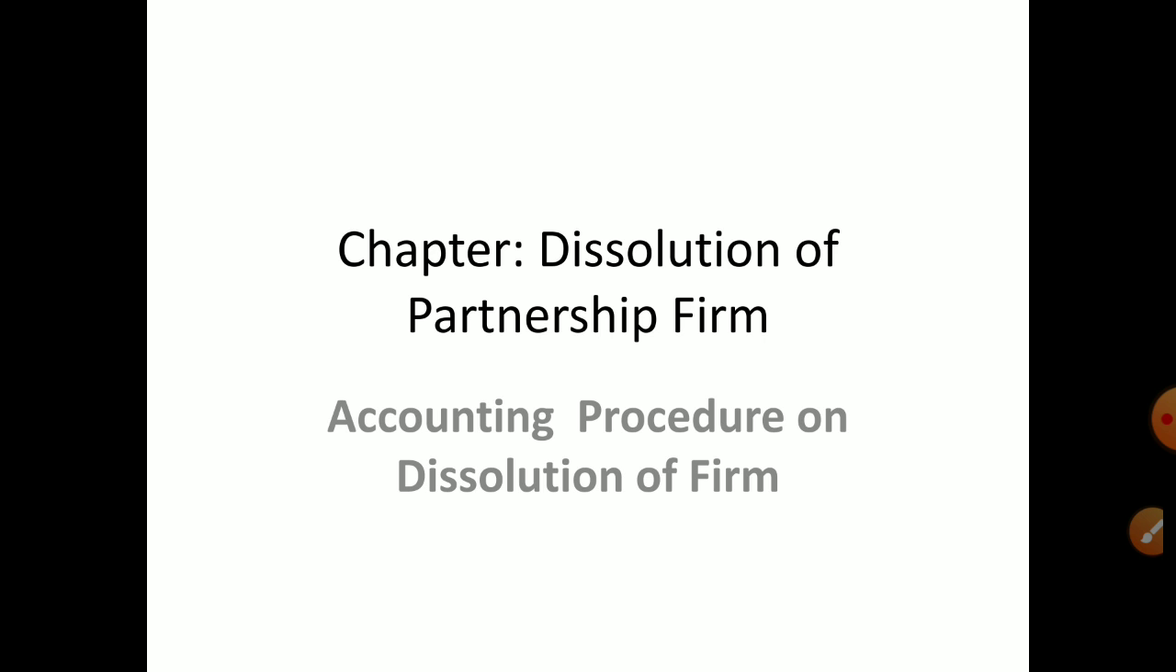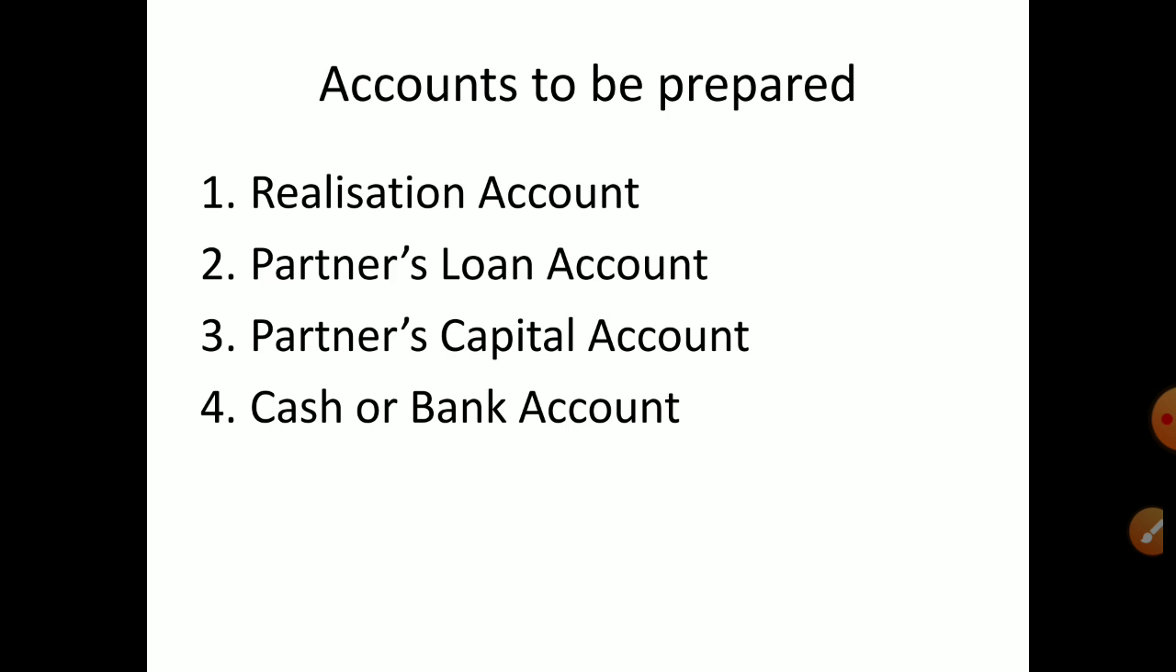Now we have to close the business. For closing, we will discuss what accounting procedures we have to follow. The accounts to be prepared are mainly four. One is the realization account, second is the partners' loan account, third is the partners' capital account, and fourth is the cash or bank account. Usually we prepare the balance sheet last, but since the business is closing, no balance sheet will be there; here it will be the cash or bank account.